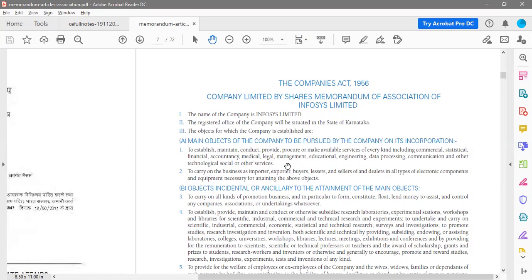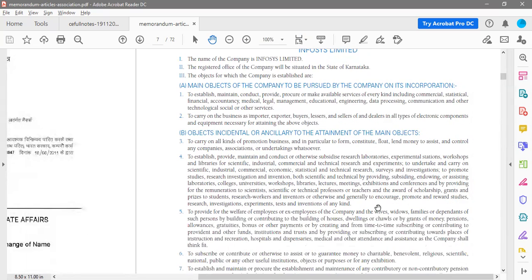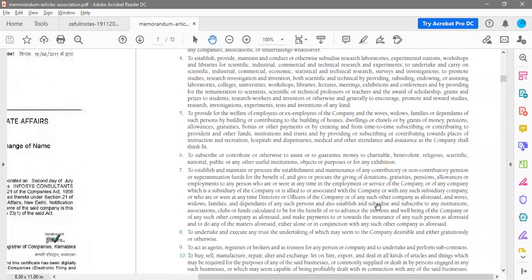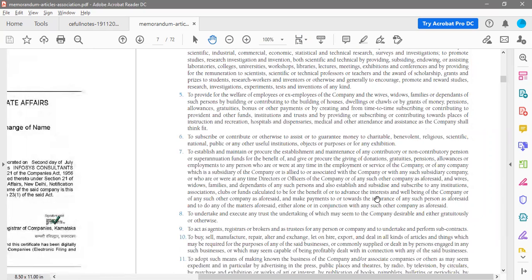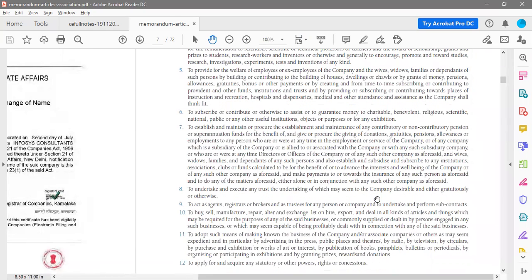What is the current business that I want to do? That will be the main object. But what is the secondary business? What other business ideas do I have? If I want to help people, if I want to make sure the company will be able to help employees, they will try to give them a lot of other benefits. All that you can put under secondary objects.